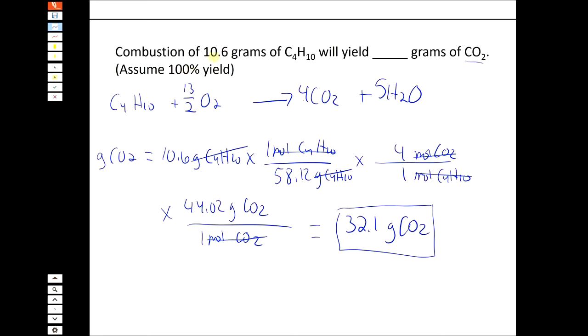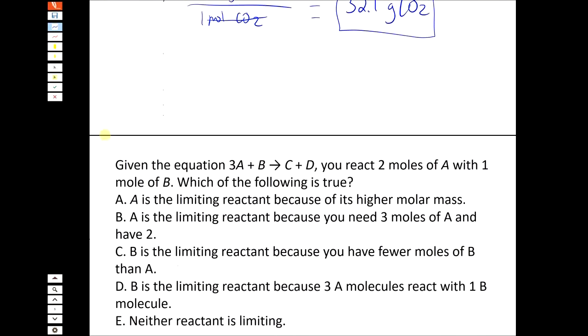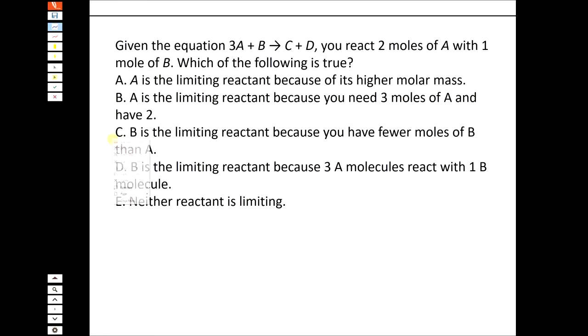So in any problem where we only give you the amount for one reactant, you really have no choice but to assume that any other reactants present are in excess. So we don't have to worry about limiting reactant in that case. But the rest of the problems deal with limiting reactants, so we're going to have to talk about that concept.